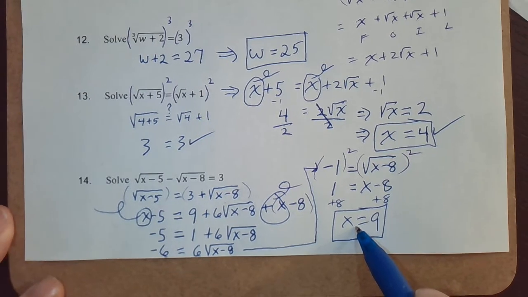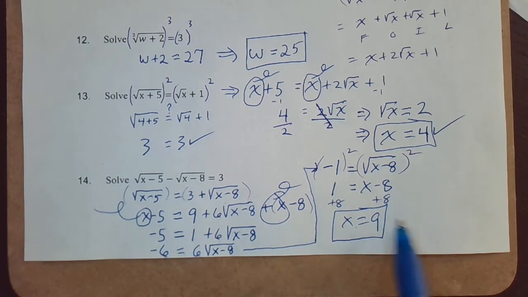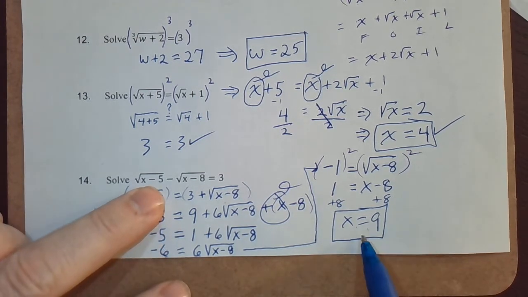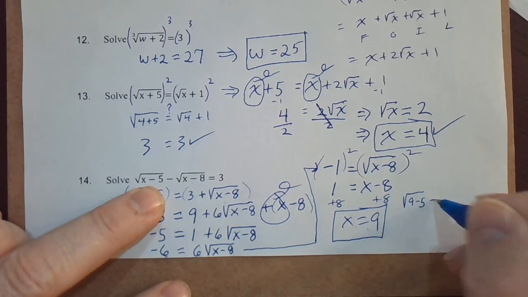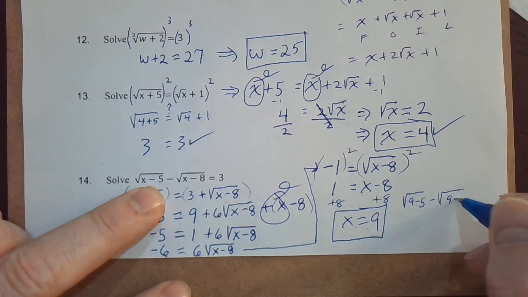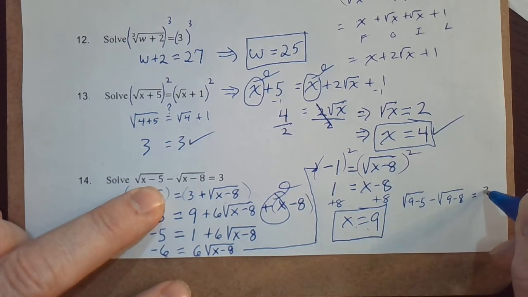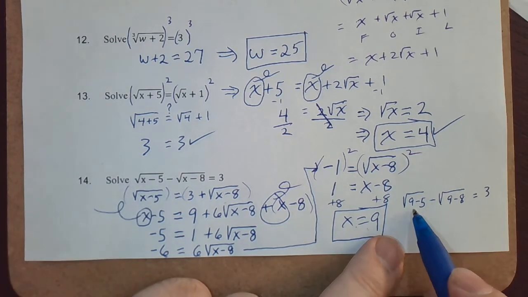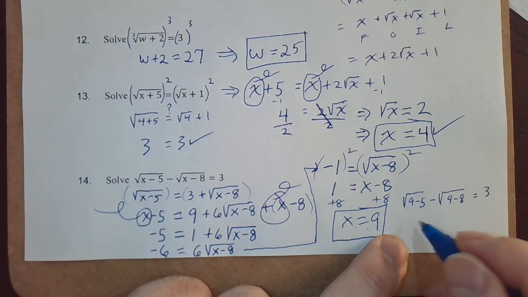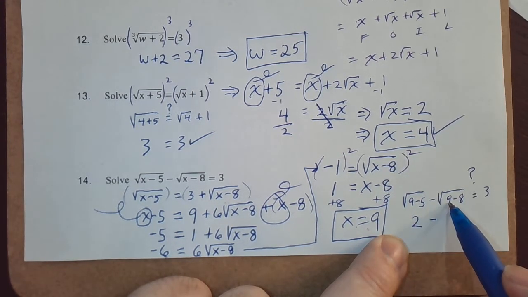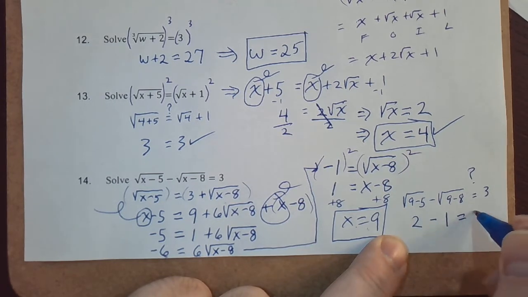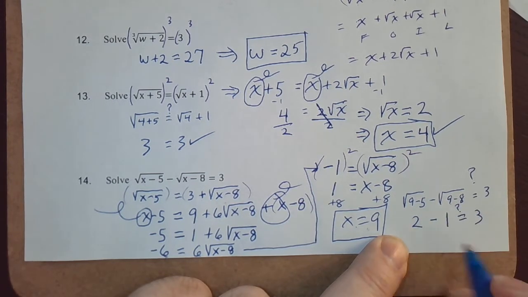Okay, so that's what we've come up with. Now, let's see if this works. Remember, we squared both sides, so I have to verify this. All right, is radical 9 minus 5 minus radical 9 minus 8 equal to 3? Well, this is radical 4. 9 minus 5 is 4, so that's 2 minus, I'm going to put a question mark over here. 9 minus 8 is 1. Radical 1 is 1. Is this true? Of course not. 1 is not equal to 3.